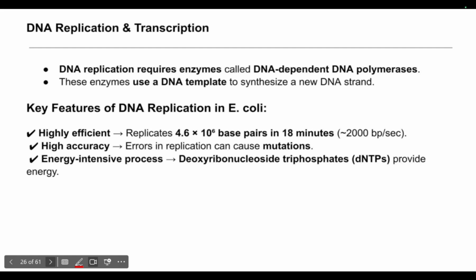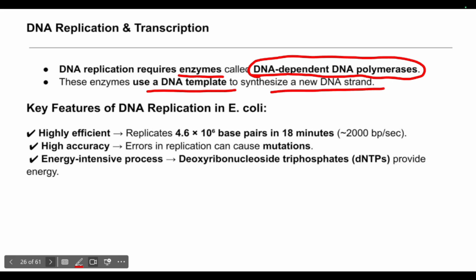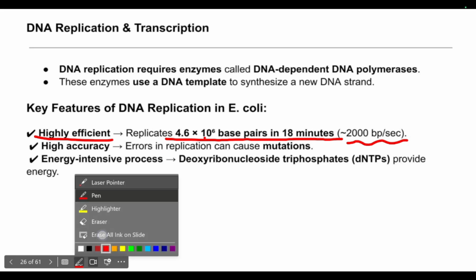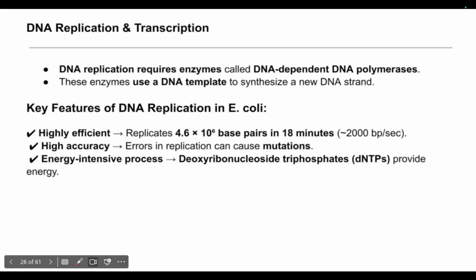Now let's see DNA replication. DNA replication requires an enzyme, called DNA dependent DNA polymerase, or simply DNA polymerase. It is called DNA dependent because it uses a DNA template to synthesize a new DNA. This DNA polymerase is highly efficient, because it can replicate 4.6 × 10^6 base pairs in just 18 minutes, meaning it has a replication rate of 2000 base pairs per second. So this is a very high rate of replication.